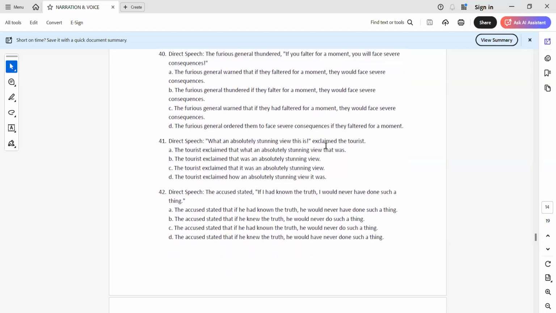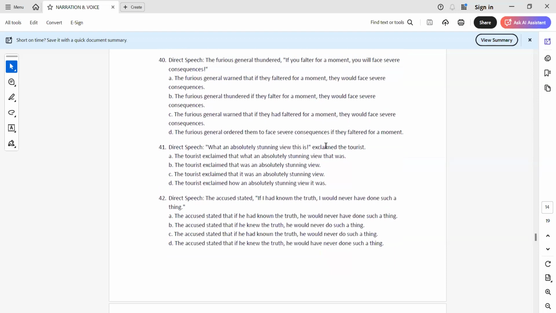The 40th. The furious general warned that if they faltered for a moment, they would face severe consequences. A. Correct.